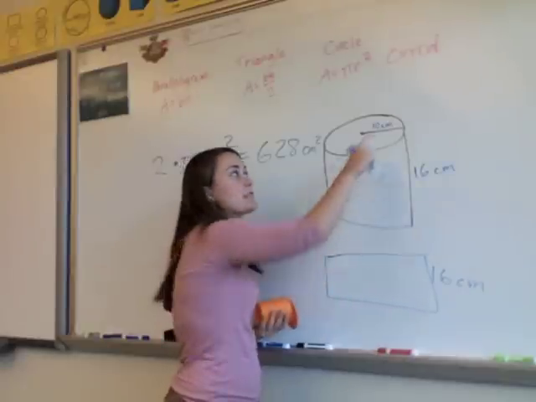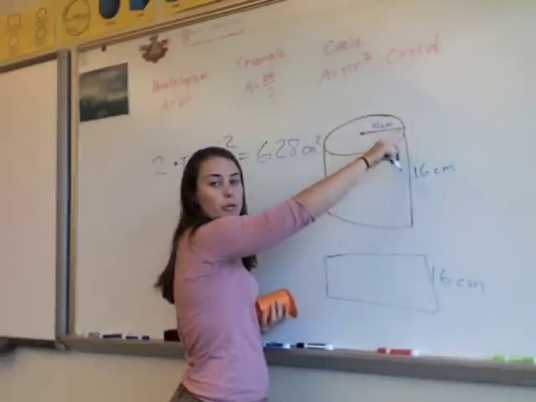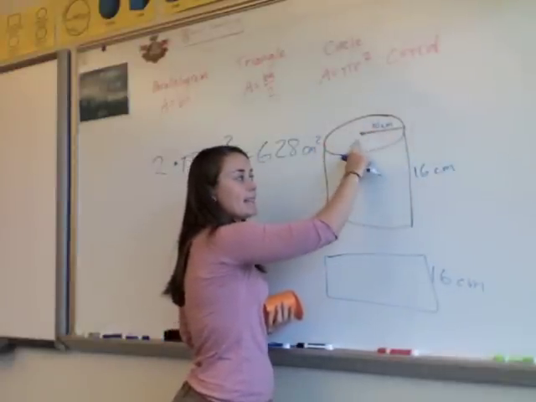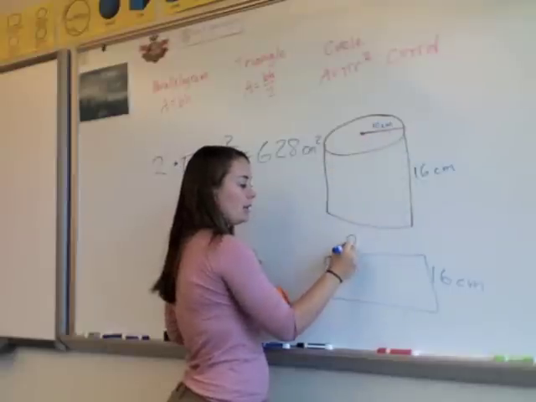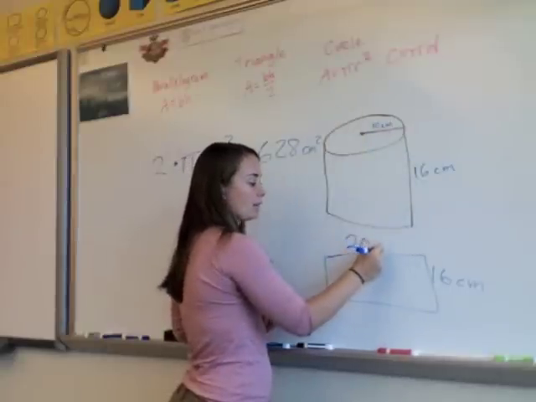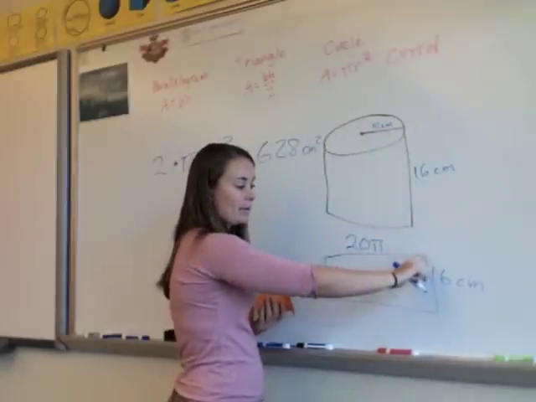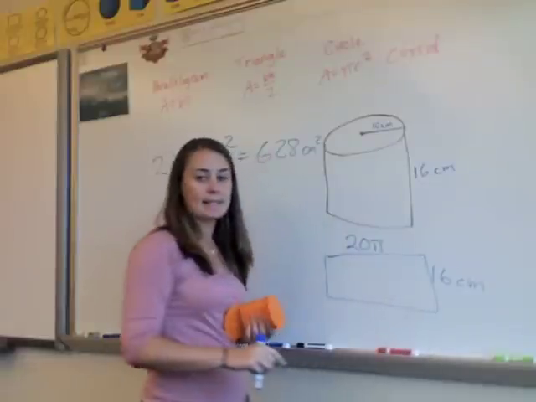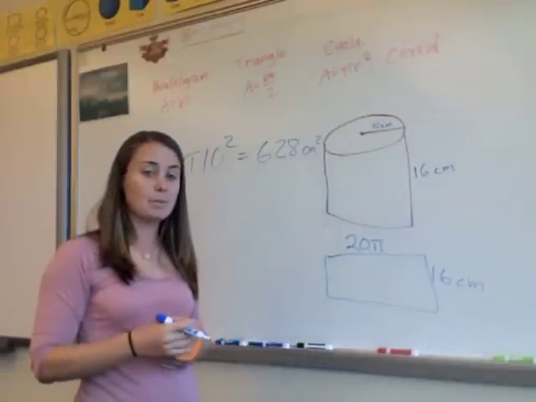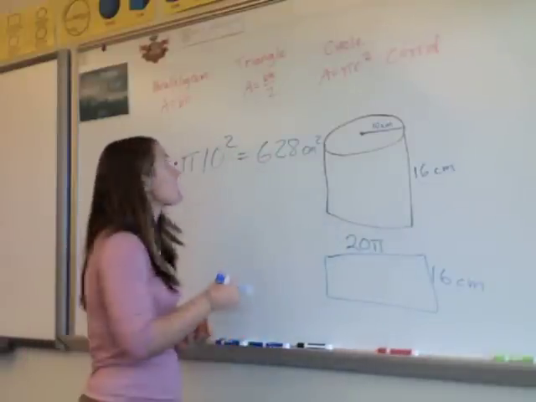Now remember, circumference is diameter times pi. In this case the diameter would be 20, because if the radius is 10, the diameter is 20. 20 times pi. Okay? So the length of my rectangle is 20 pi. Height is 16. So I need to multiply those two together because it's a parallelogram.